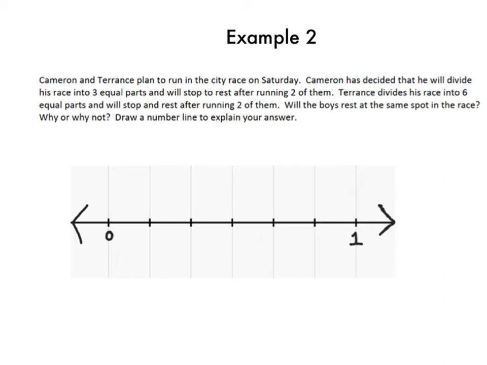On our number line, we have labeled 0 and 1. This represents the whole race. We know that Cameron wants to divide his race into 3 equal parts. So let's divide 0 to 1 in 3 equal parts. 1, 2. So now we can see here that by putting those 2 tick marks in, we can see that there is 1, 2, 3 equal parts. So let's put the fractions in. 1/3, 2/3, and 3/3. Since Cameron would like to stop and rest after running 2 parts of his entire race, we can see now that he will stop at 2/3 of his race.